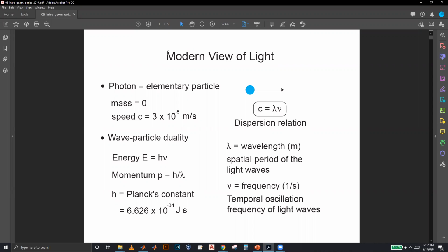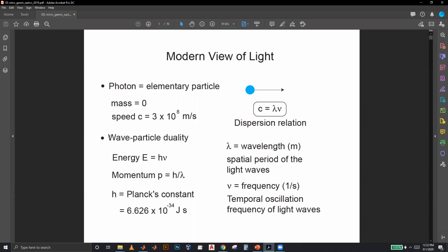So we have a brief overview of the modern view of light. I think you are all familiar with this. And if you have any questions, you can just shout out your questions. I'll try to make this sort of a discussion as we go along. So the photon is the elementary particle of light, and it is massless and has the speed of light.